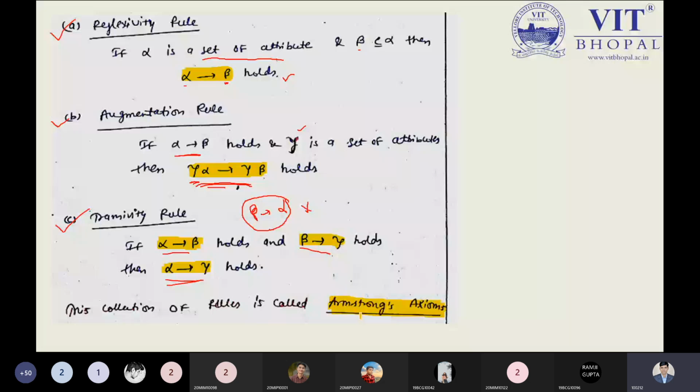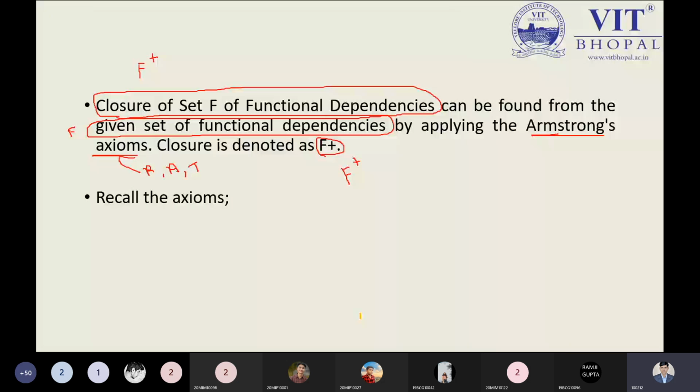So next we have a term that we have to keep in mind: the closure of the set. This is a key term. The closure of the set of functional dependencies can be written in a simple way as F plus.